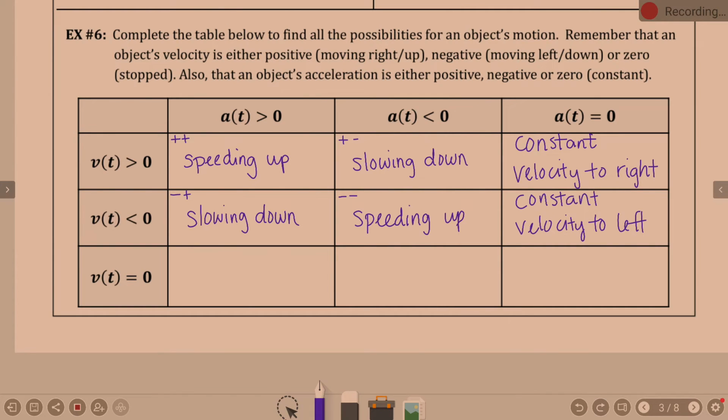Okay, so yeah, the object is stopped. The acceleration is going to cause up or right. So if velocity is 0, but acceleration is negative, again, the particle or object is stopped this time.